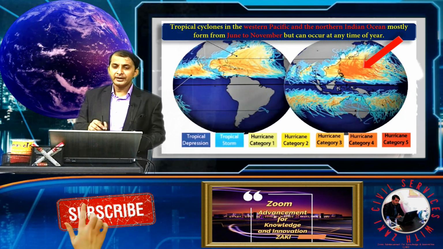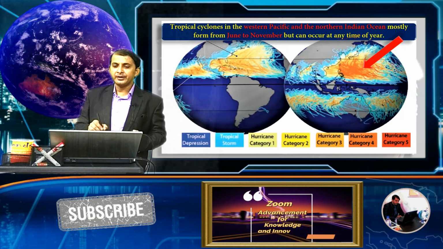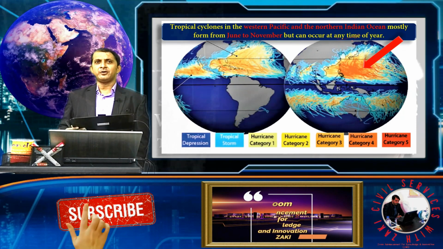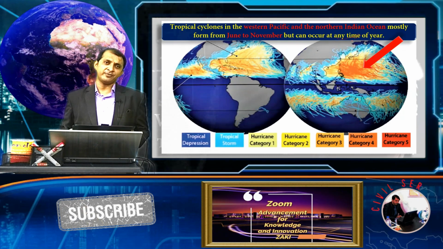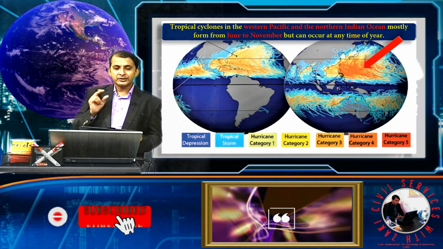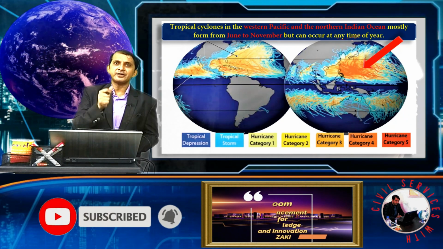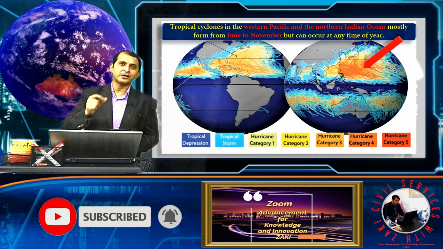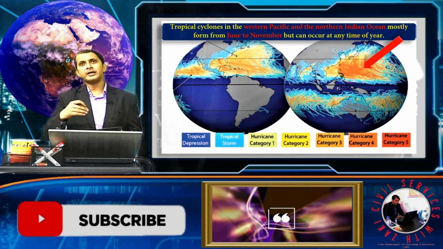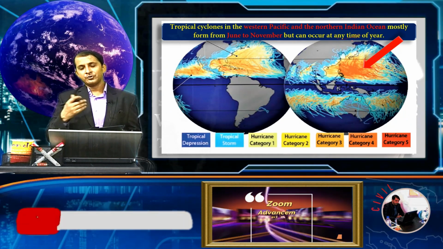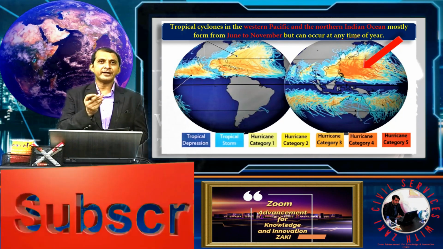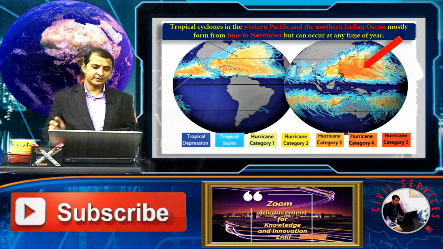They can occur any time of the year because, as you know, some global phenomena change due to human activities, like global warming and so on. As you know, the basic thing about the tropical cyclone is warm water. If the water warms, they can form. So they can form any time of the year when they get these three conditions.